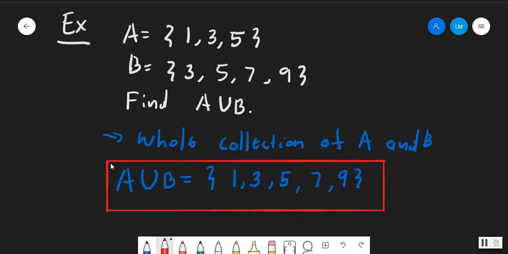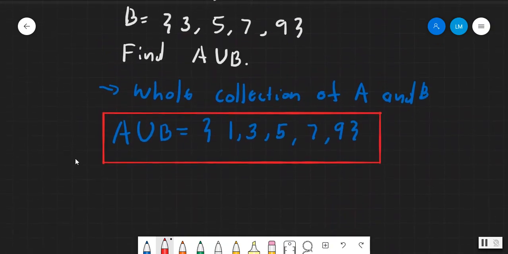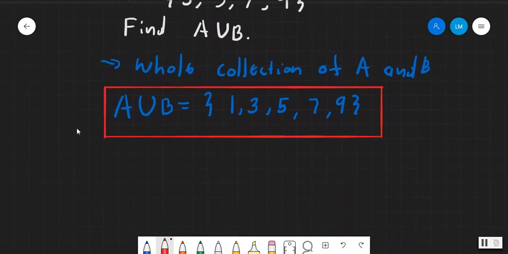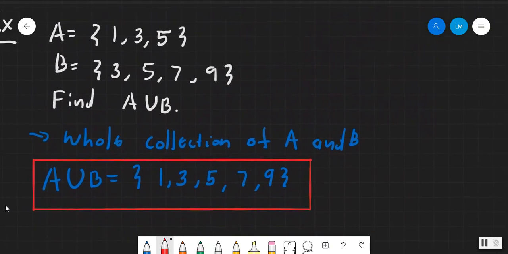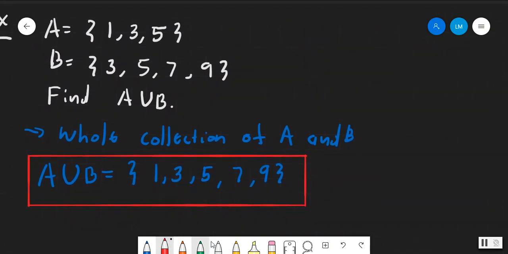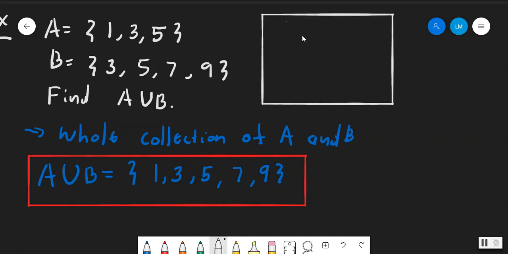Now, for that matter, let's say that you wanted to use the Venn diagram. Well, if you try to use the Venn diagram, let's move this over here and we'll just try to squeeze this in. So this is A, and this is B.